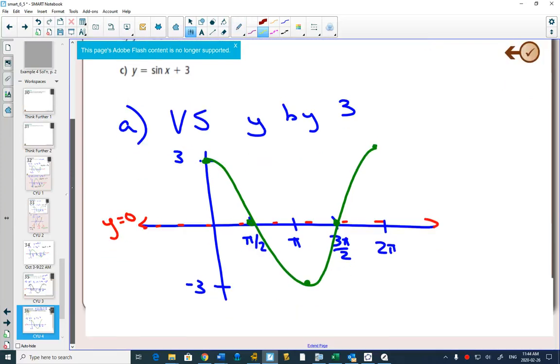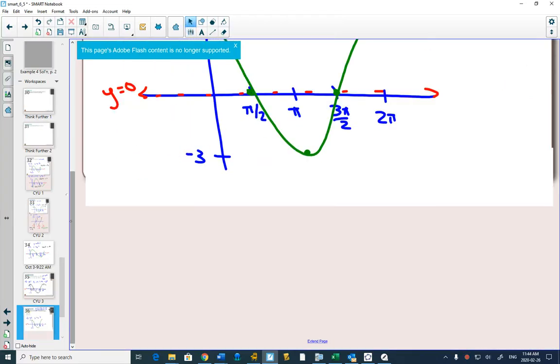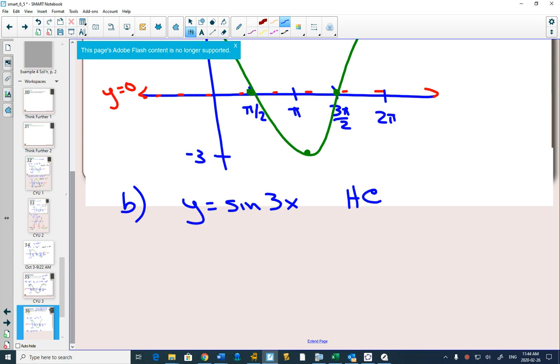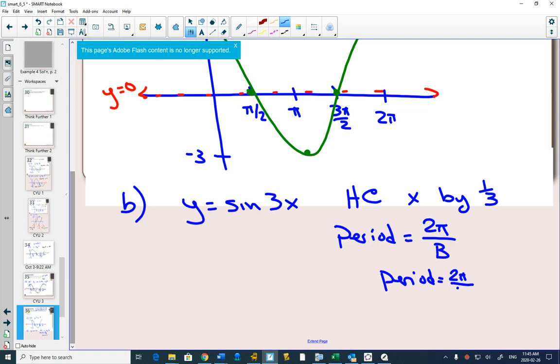Second one, y equals sine 3x. That's going to be a horizontal compression. That's going to multiply your x values by 1/3. Remember that your period formula is 2 pi over your b value. So in this case, our period is going to be 2 pi over 3, which makes sense because if your period was 2 pi and you're multiplying x by 1/3, your new period would be 2 pi over 3.